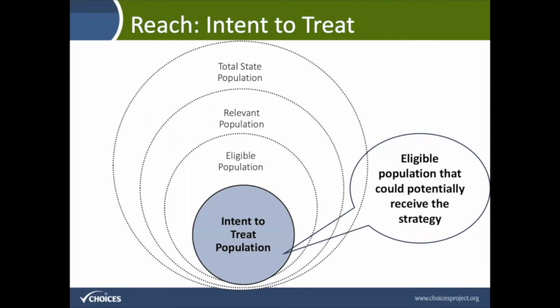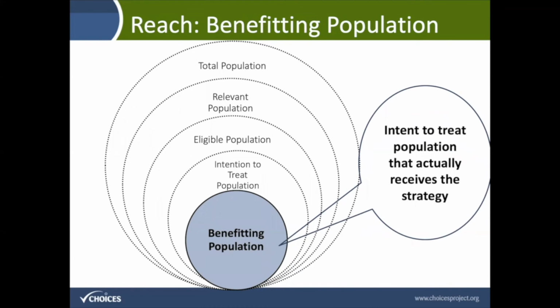Next, we look to the intention to treat population. That's the eligible population that could potentially adopt or receive the intervention strategy. And finally, we narrow down to the population that would benefit. This is the segment of the intention to treat population that actually adopts and implements the strategy itself. The population can be examined by measures of adoption or compliance.